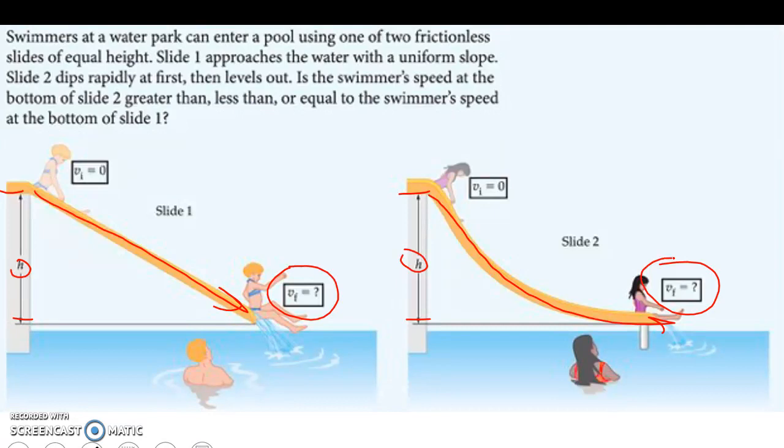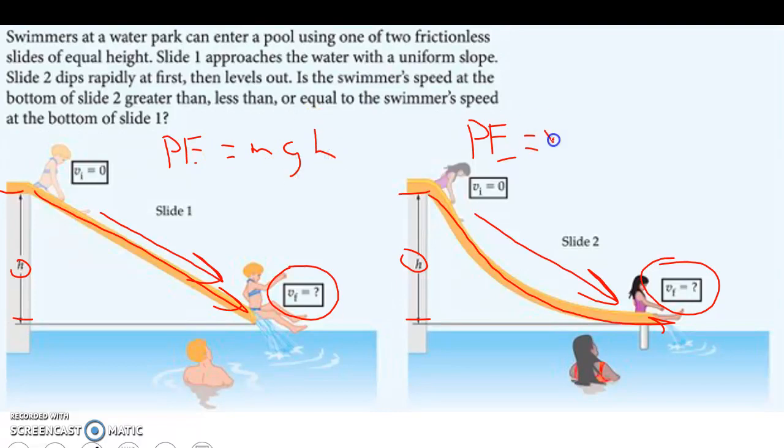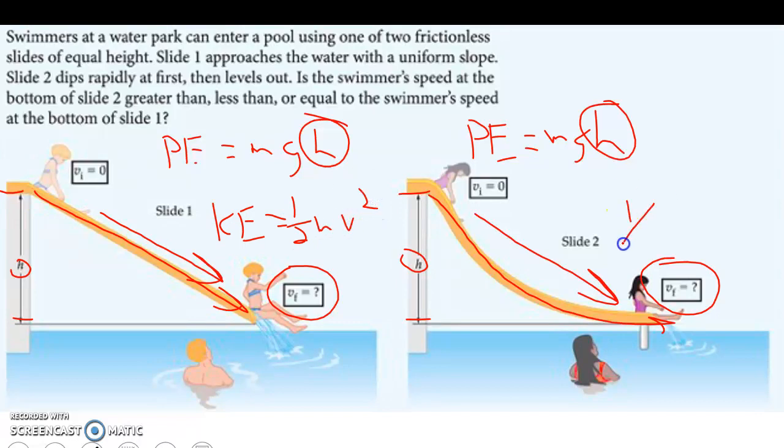Okay, hopefully you've thought about it and you come up with an answer. The deal is this. Since our height's the same, potential energy for each of these swimmers is the same, which means as they go down, their change in potential energy is the same. Because potential energy is mgh, with the height being the same, their kinetic energy at the bottom also will be the same. And so kinetic energy is 1/2 mv squared, which means their velocities at the bottom will also be the same. So we expect their velocities to be the same at the bottom of each slide.